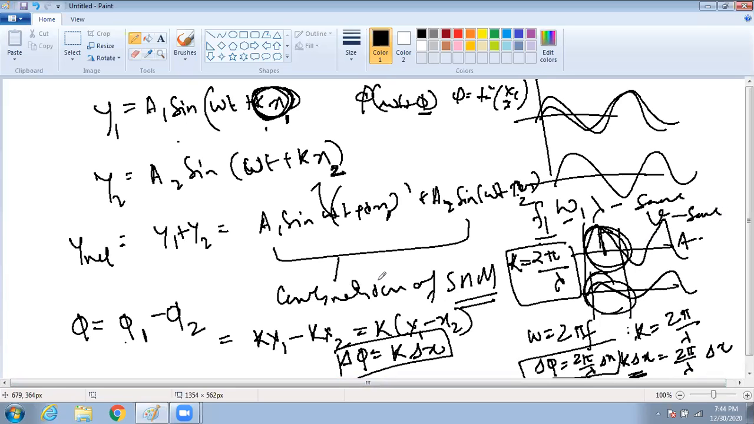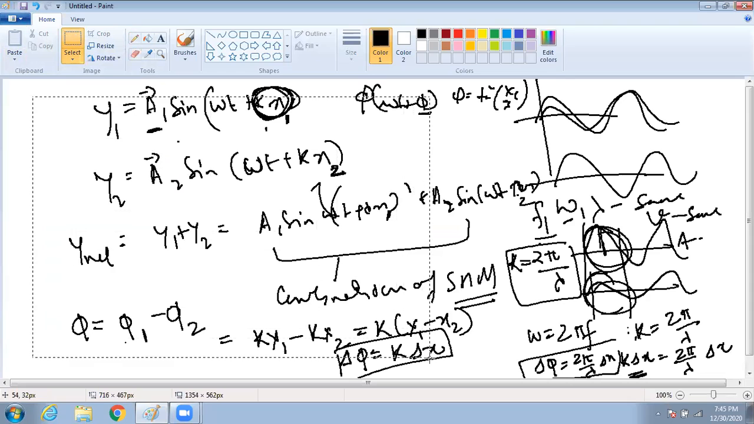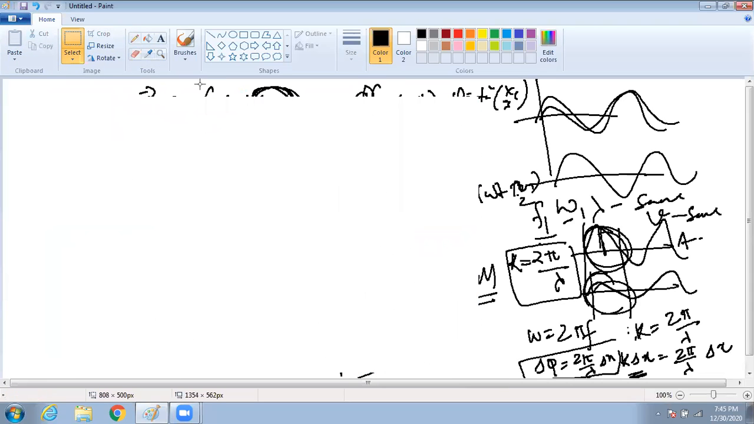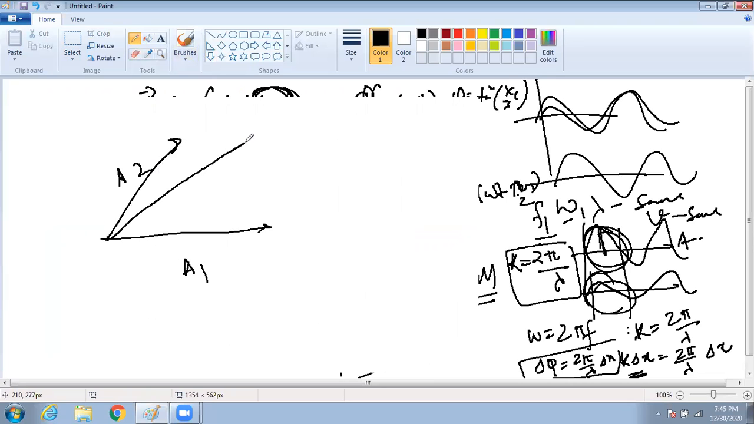Okay. Clear? Now let us go. So basically, this is a vector. This is also a vector. So we have to find the vector sum, we have to find the resultant. So what will we do? This will be your A2 and this will be your A1 and this is your AR, the resultant.